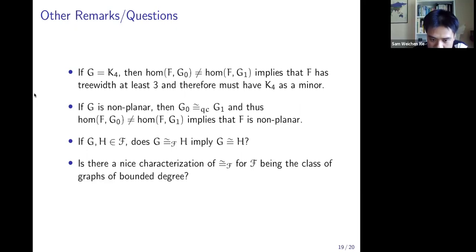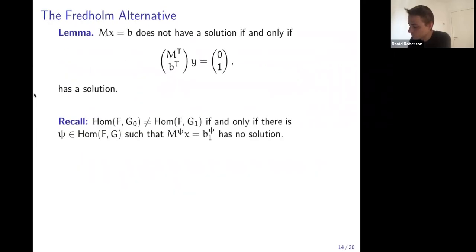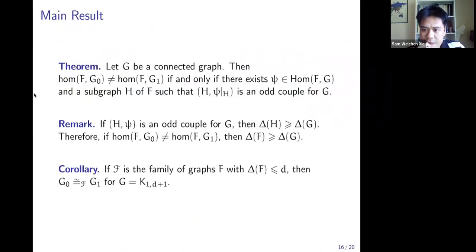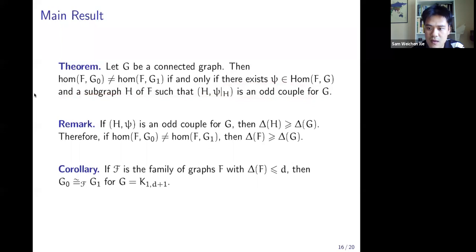Dave, I also have a question. You said that if it's not homomorphism under the graph F, then it's equivalent to something. So what's that something? Okay, that's basically this theorem, right? So this holds if and only if the something is this. Oh, okay. Couple.